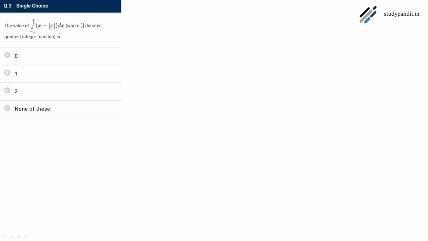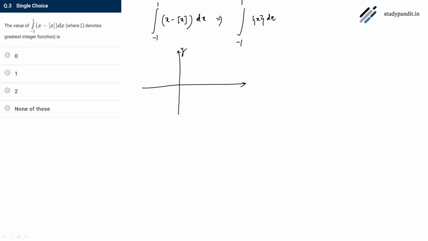Here the question is, the value of integral minus 1 to 1 x minus greatest integer function x dx. So here it is given minus 1 to 1 x minus gi of x dx. So this is nothing but minus 1 to 1 fractional part of x dx. As we know, the graph of the fractional part function is like this.